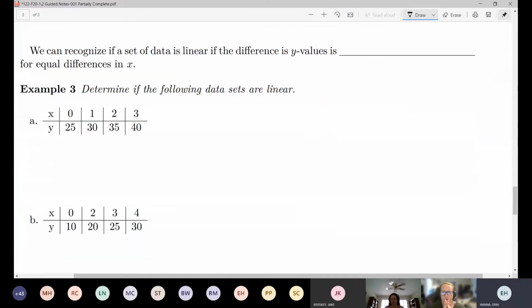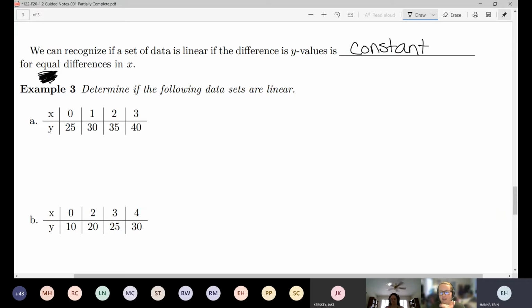So say we weren't entirely sure if we had a linear data set or not. The way we're going to be able to determine if a data set is linear is we're going to look at if the difference in y values is constant for equal differences in x. Okay. So let's look at a couple examples. Determine if the following data sets are linear.